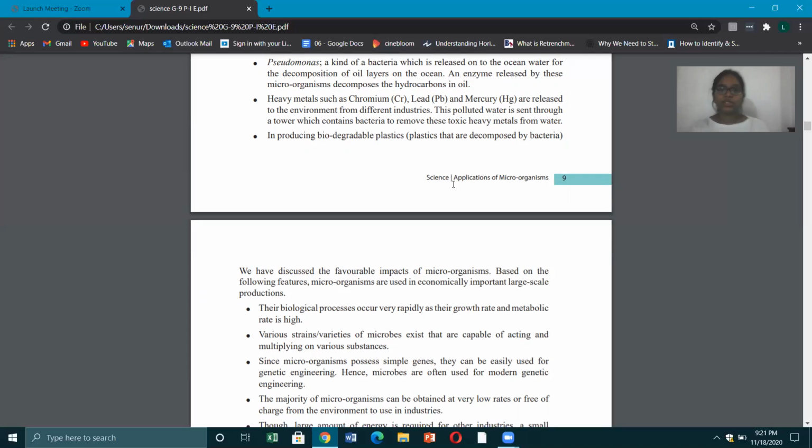Okay, so this polluted water is sent through a tower which contains bacteria to remove these toxic heavy metals from water. Now what can we do? We can send this polluted water which has heavy metals such as chromium, lead, and mercury through a tower, and that tower has bacteria.